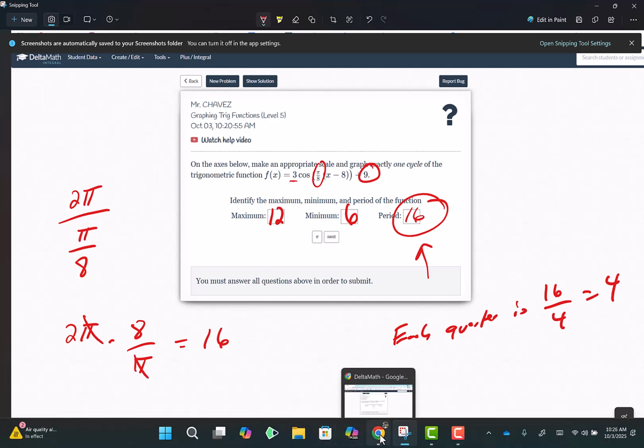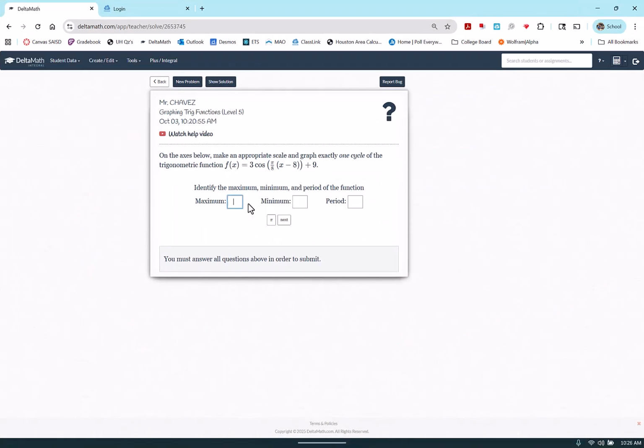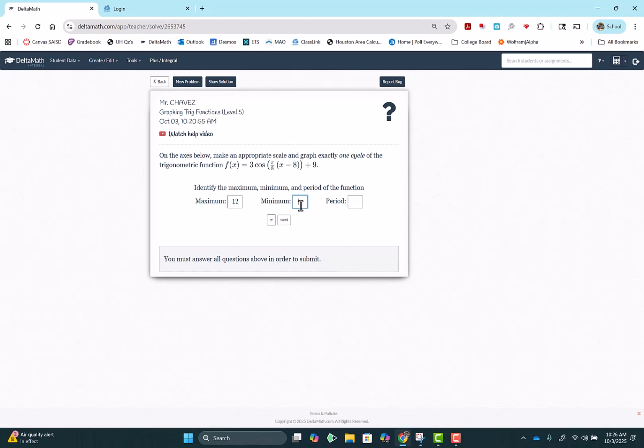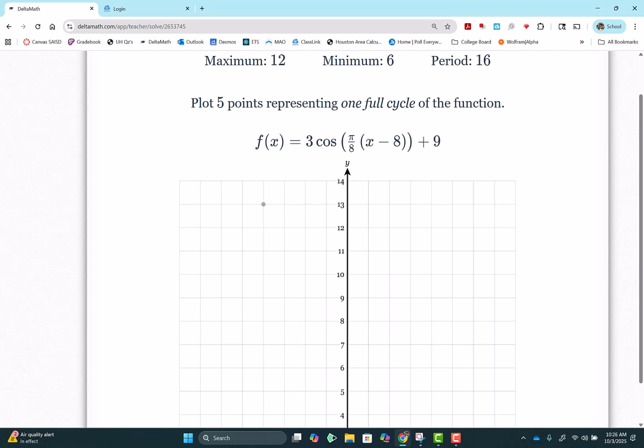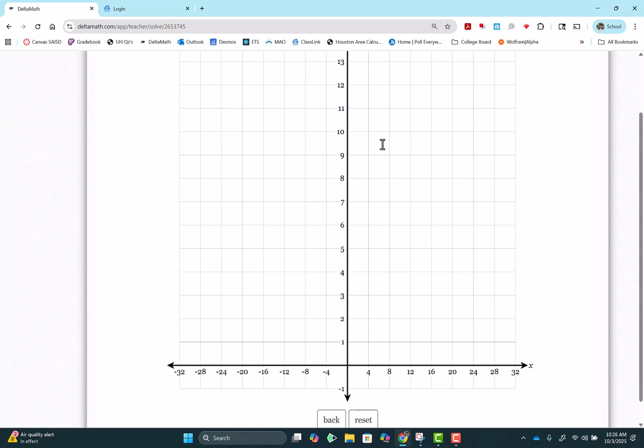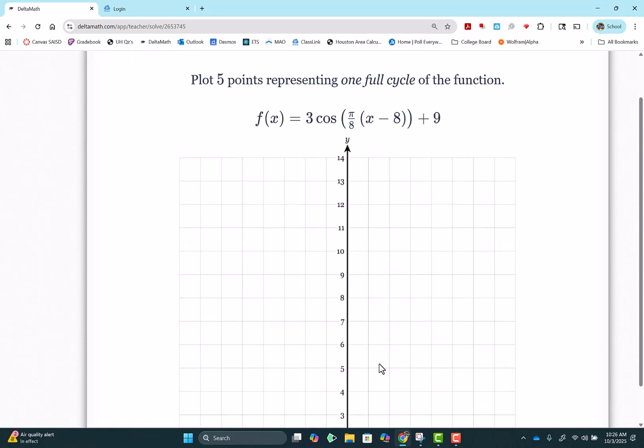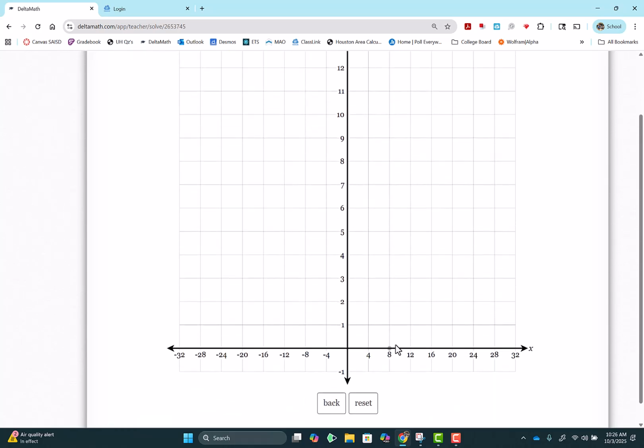So here we go. I'm going to type that in, 12, 6, and 16. I'm going to push next. And then notice it says plot 5 points. Your first point, because it's cosine, is going to be at 8 to the right. Notice they're being nice, every time you move from the x-axis, they're going by quarters. Do you guys see that? So you're going to go 8 to the right, and you're going to go to the max. What was the max again? 12. So I'm going to go 8, 12, and put a point right there.